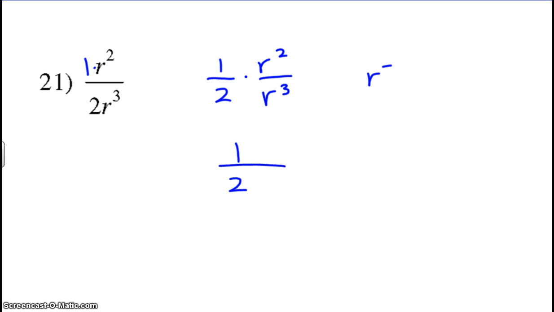Now for problem number 21, I want you to reorder this in the same way we did multiplication. Okay, this is r squared and r cubed, and then there's a 2 over here on the bottom. Well, there's an understood 1 right here. 1 times r squared is just r squared. So 1/2 will stay 1/2, and r squared over r cubed, you subtract them, so you would get r to the negative 1. Because of the negative exponent, it's going to move down to the bottom and become r to the positive 1. Okay? So just be careful with that.